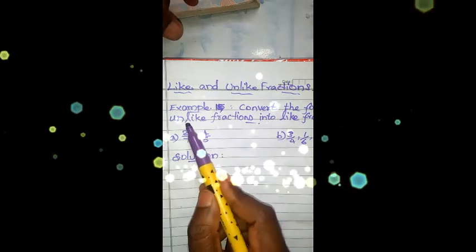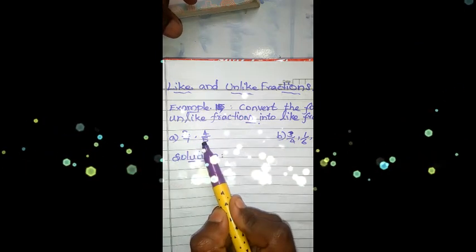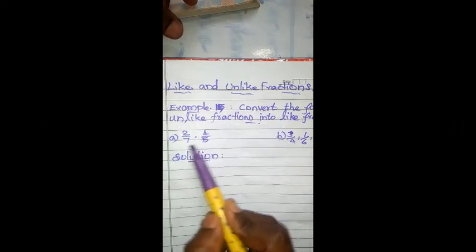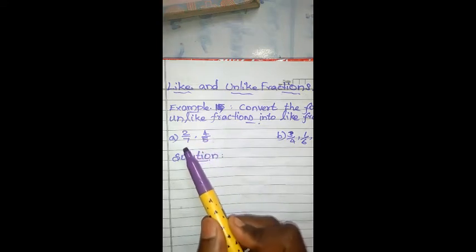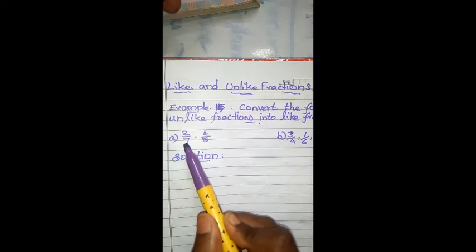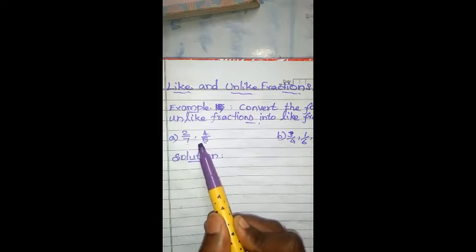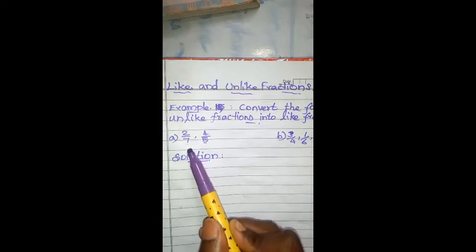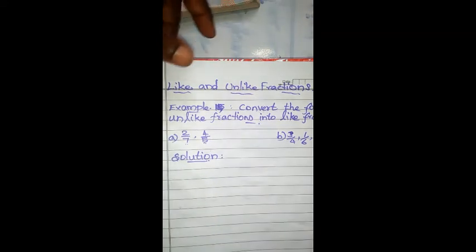So convert the following unlike fractions into like fractions. See, the first denominator is 7, the second denominator is 5. Then what do we have to do? Fractions which have the same denominator are called like fractions. So we have to change the denominators into the same denominator. Correct? 7 and 5, we have to change into another common denominator. So how will you change? Very good.